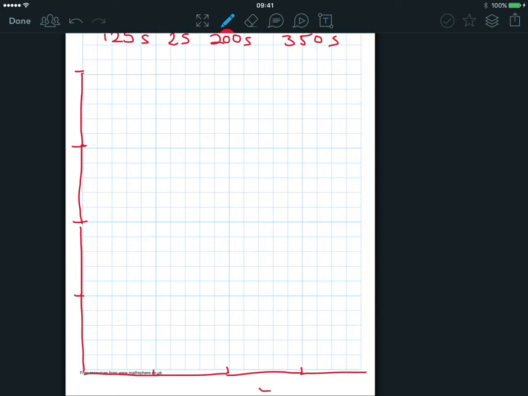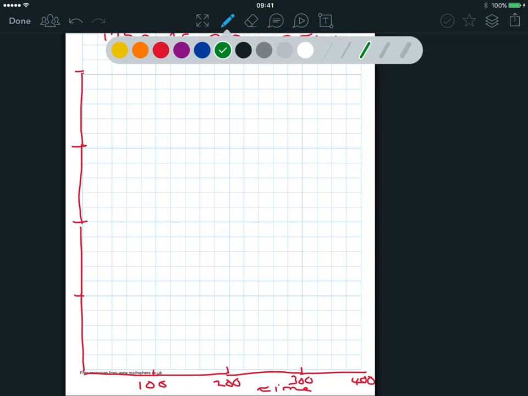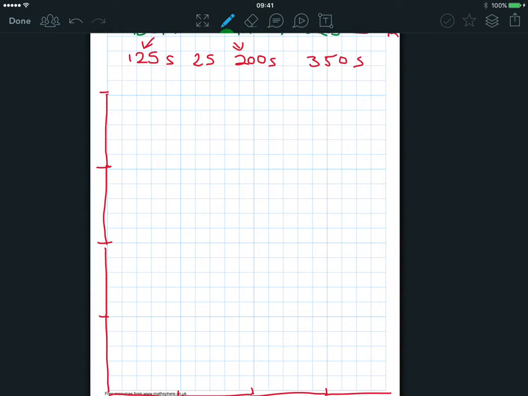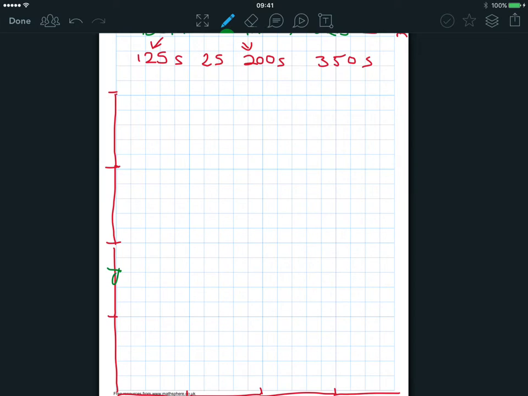So along the bottom is time, and this is going to be 100, 200, 300, 400. It's just to give you an idea. It's not to be completely fantastically accurate. And then going up the side, we are going to have distance, and it's going to be in meters. I'm going to have 50, 100, 150, 200. Drawing graphs is really difficult on an iPad.